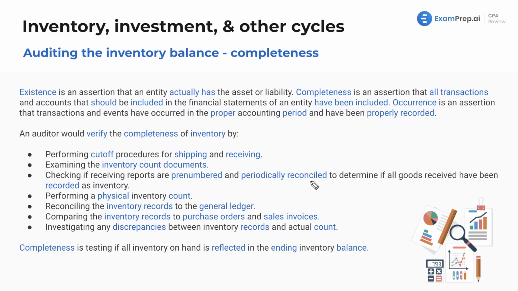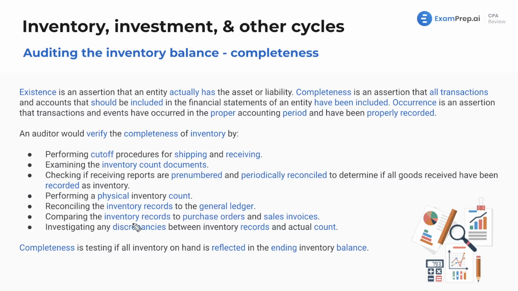We want to perform physical inventory count, as we mentioned, right? We've got procedures that can help for multiple assertions. We can reconcile the inventory records to the general ledger. As we said, this is completeness, tracing. This would be tracing, making sure you get the source documents, tying it to the accounting records.